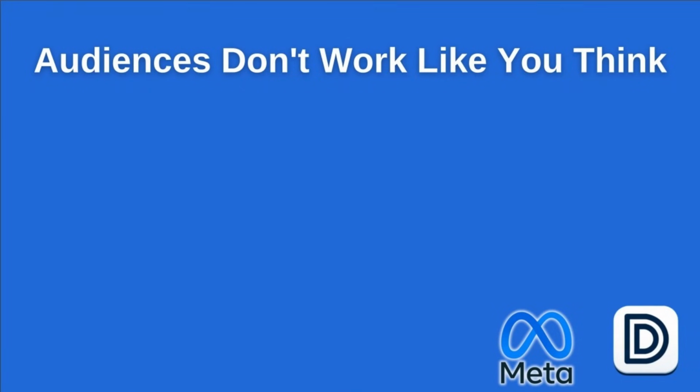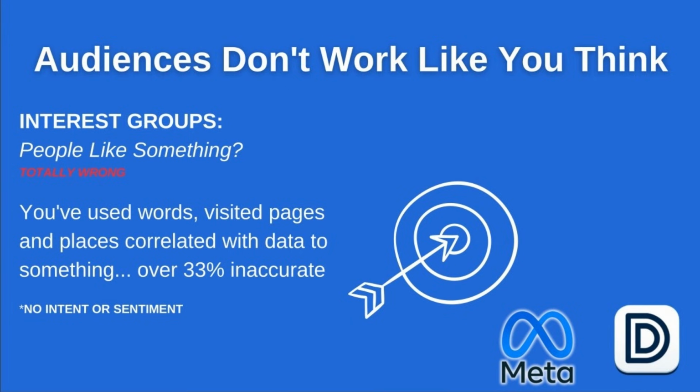Now, before we go any further in showing you how we build these ads, I want to break down audiences, because the honest truth is audiences don't work like you think they do. Interest groups, you've been taught that that means that people like something, and that is totally wrong. It just means that you're in the interest group because you've used words, visited pages, or places correlated with data to something. And over 33% of the time, these interest groups are completely inaccurate.